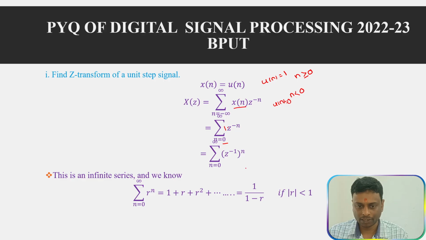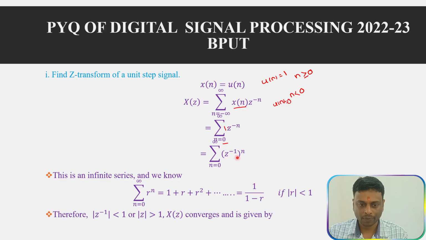So I can write that as the summation of n equal to 0 to infinity of r to the power of n. It will be 1 upon 1 minus r, where the modulus of r is less than 1. Here we are taking that |z to the power minus 1| is less than 1, so I can write this as r, z to the power minus 1 equal to r.